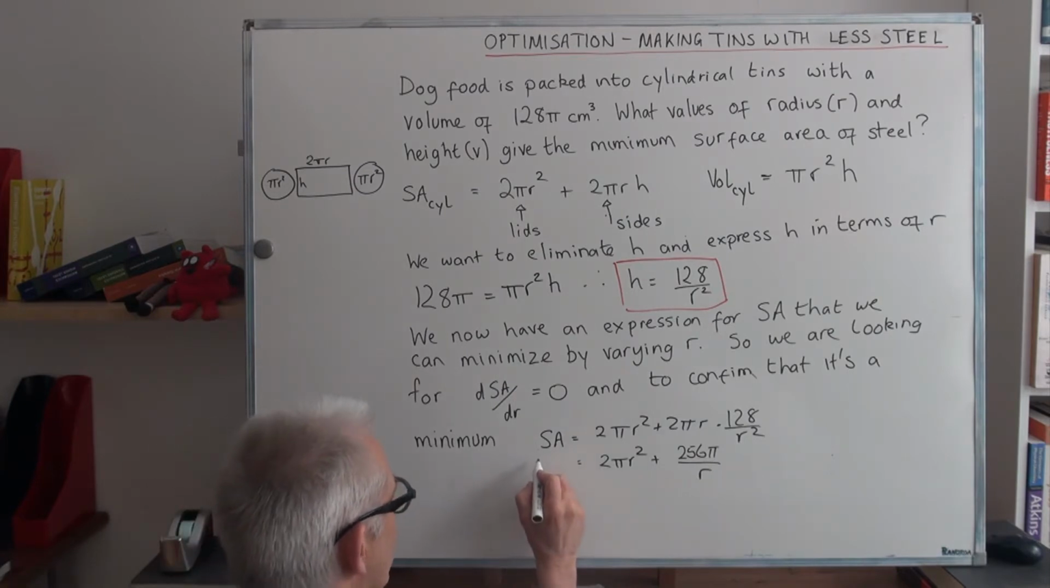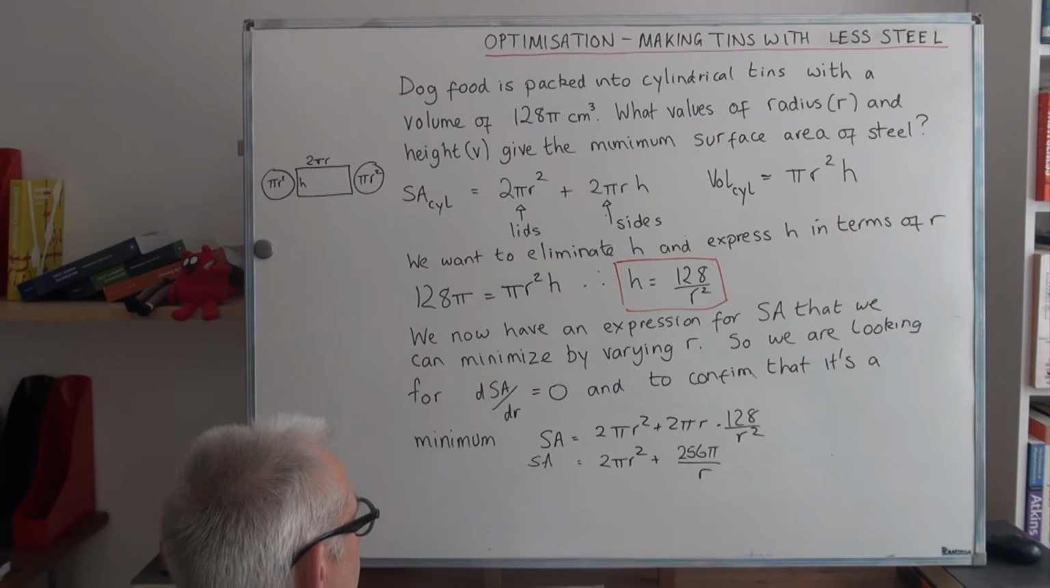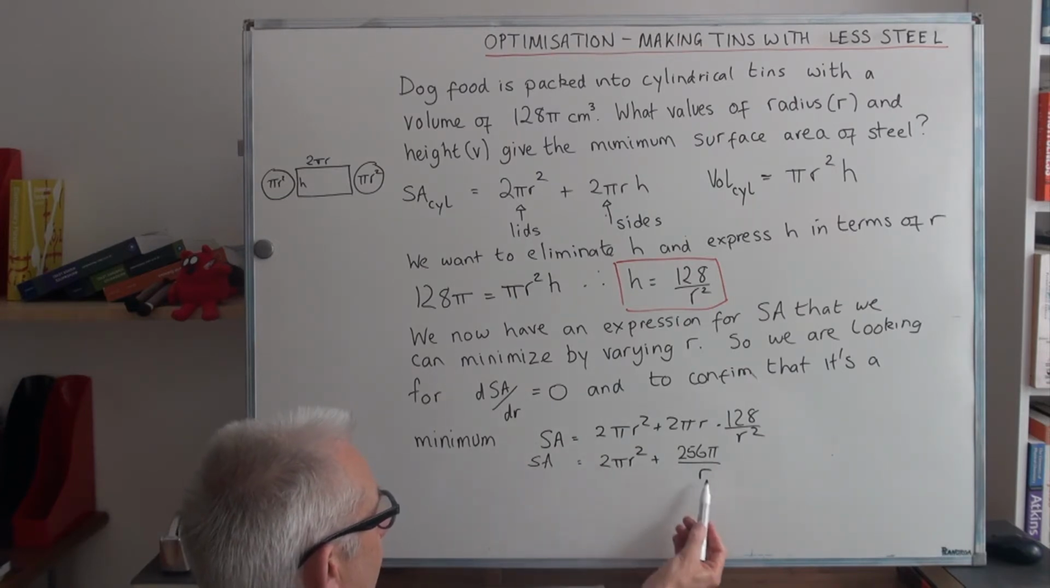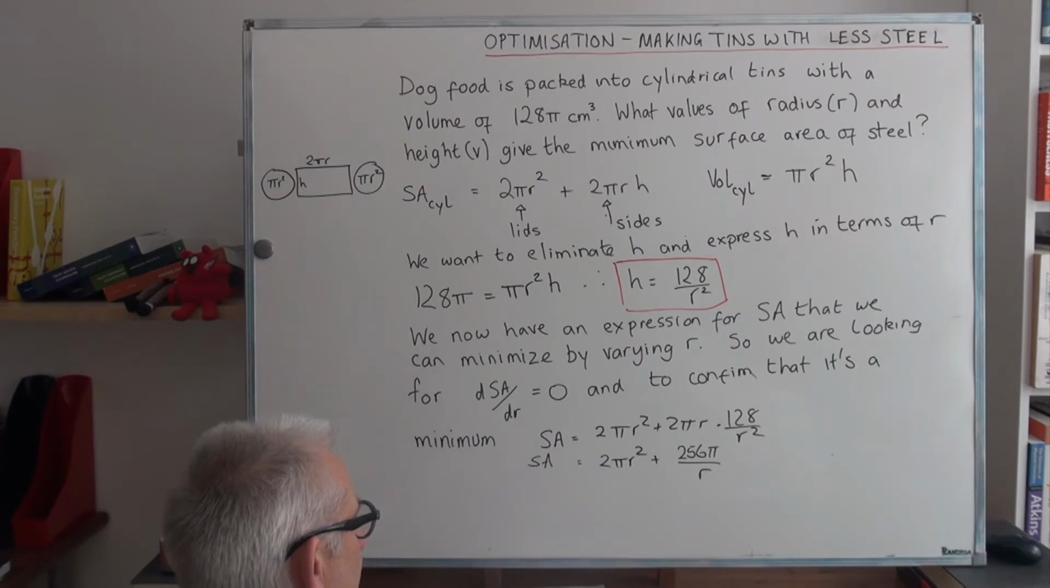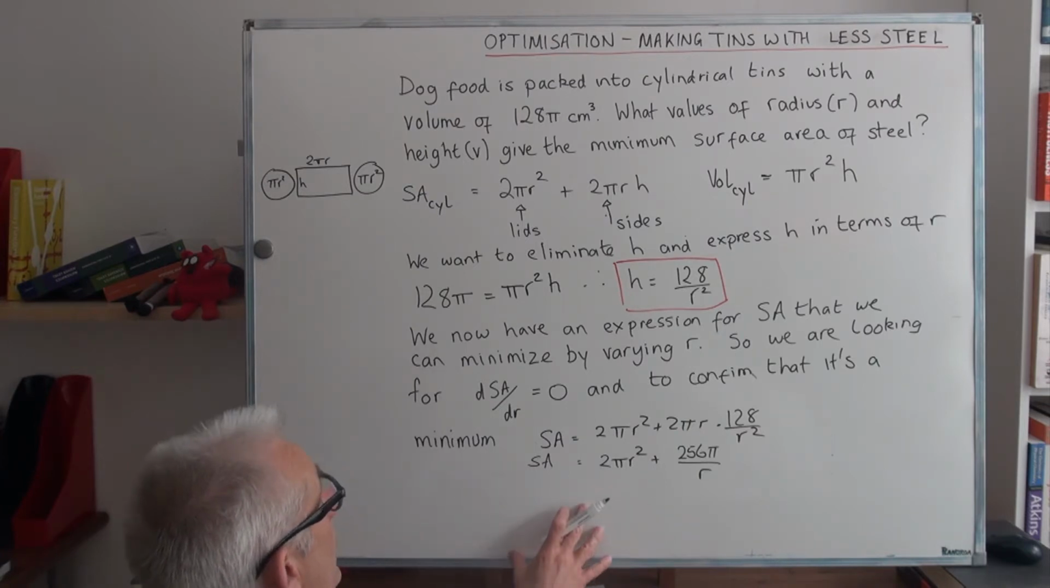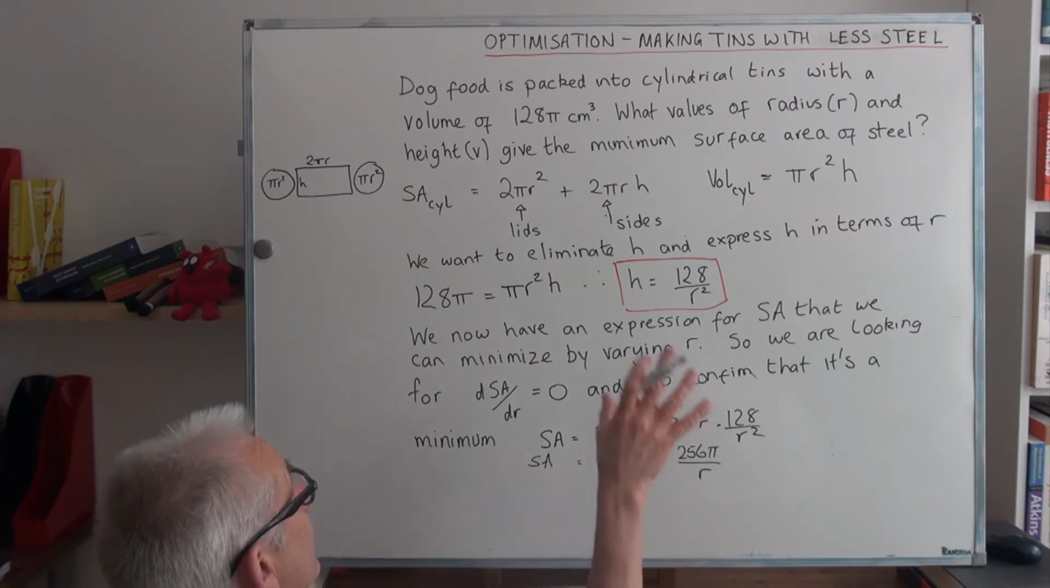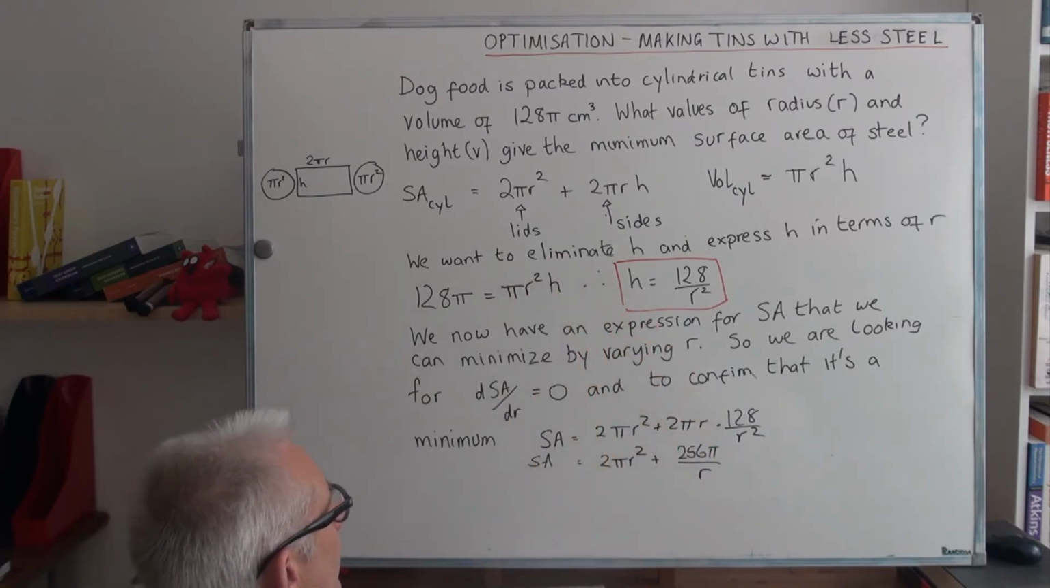So we now have an expression for our surface area where we just have one variable that is going to be differentiated. We'll go to the top of the page and work that problem out to the bottom. I'll be back in a moment.